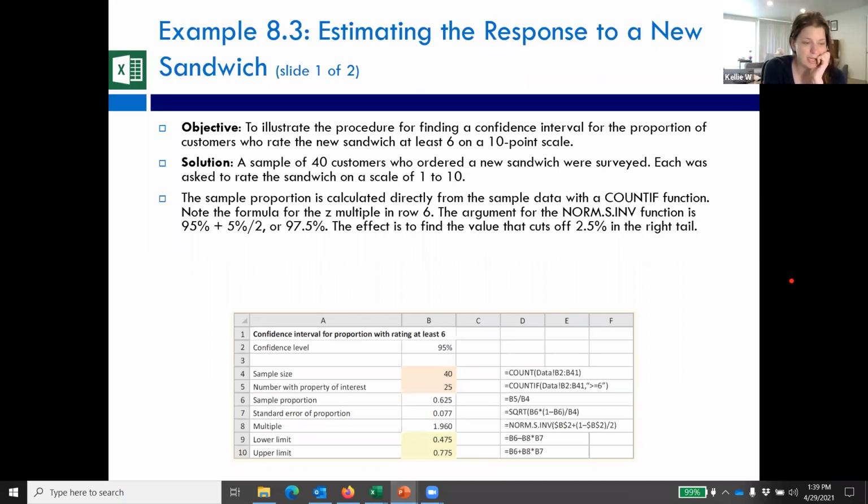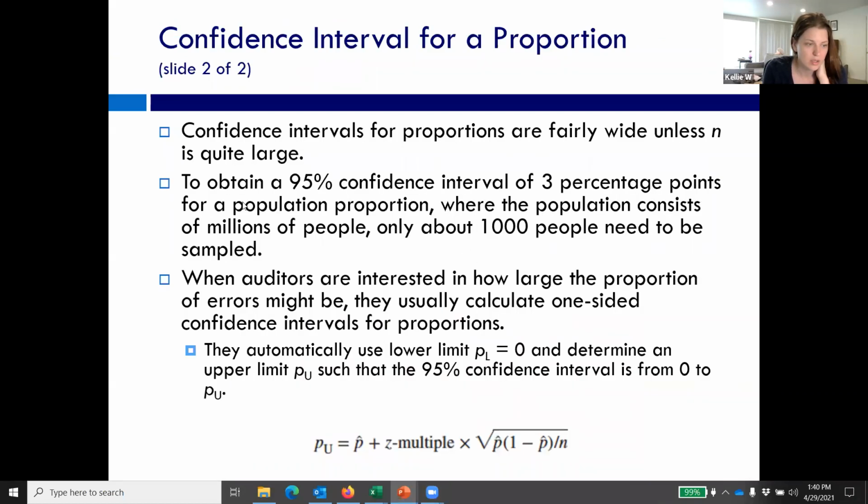One thing to point out about this: you'll notice that's actually kind of a wide range. Between 47 and 77%, you're not even sure if half your customers like the sandwich at that point. This is due to the nature of taking a proportion and how it affects the formulas. If your sample size is small, you're going to have a really large confidence interval. It's not going to tell you a whole lot about your data, unless you have a large sample size.